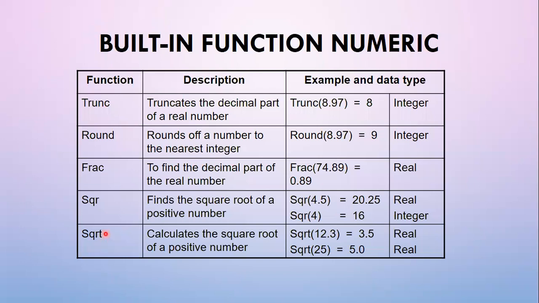The square root calculates the square root of a positive number, so I can't have square root of -9. Square root of 12.3 would give me 3.5, and it will be a real. And square root 25, do you see it keeps the decimal where the square dropped it? It will be real because there is a decimal. Hope you all understand that so far.